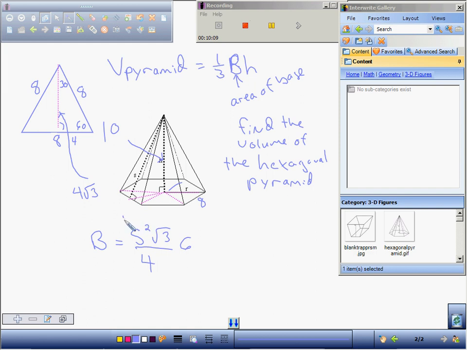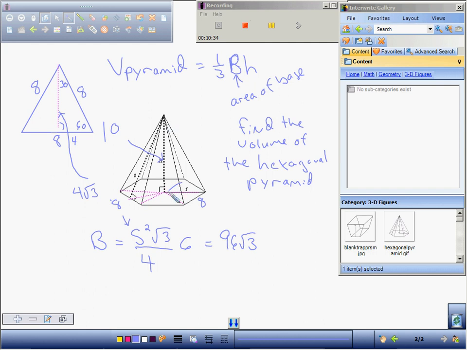So all I do to find the area of the base is I plug in 8 over here, right? Side squared root 3 over 4. So the area of the base is going to be 64 divided by 4. What's 64 divided by 4? 16 times 6. 96 root 3. Do you guys see where we got that from? Okay, so that's kind of tricky.